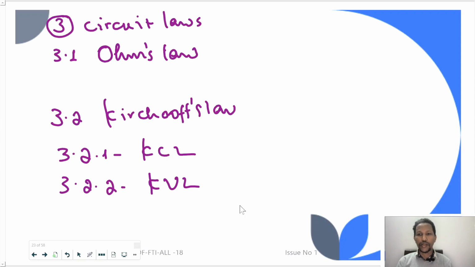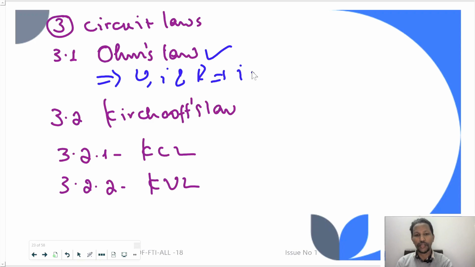And the third one is circuit laws, which is Ohm's law. This is a very important fundamental law which relates the voltage, current, and resistance. Current is directly proportional to the supplied voltage, and the proportionality constant is 1 over R. From this we obtain the relation between voltage, current, and resistance. So this is Ohm's law.